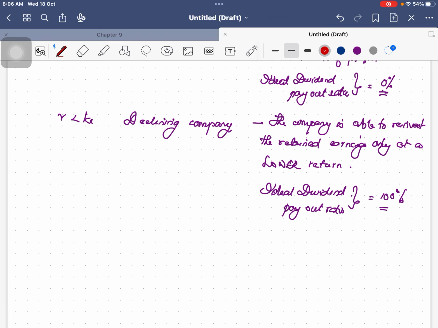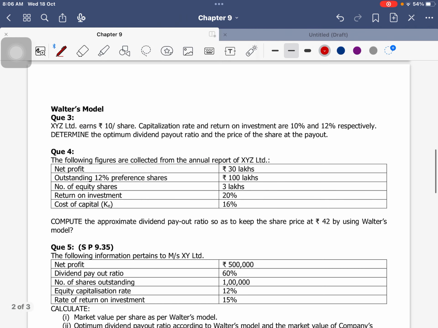Now let us do some problems. Walter's model: the questions from this section will be comparatively easy. It will not be too difficult. The only thing you will have to do is apply the formula, find out the value of the firm, and then see the comparison between R and KE. Depending upon that, you have to say whether it is a growing firm, a declining firm or a stable firm, and what should be the optimum dividend payout ratio. That's it. That is the maximum you can get from this particular topic. So let's take the first question.